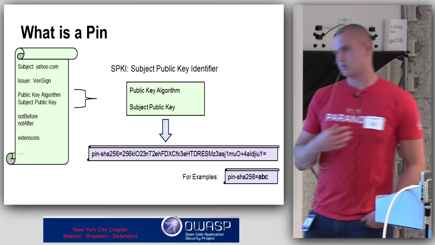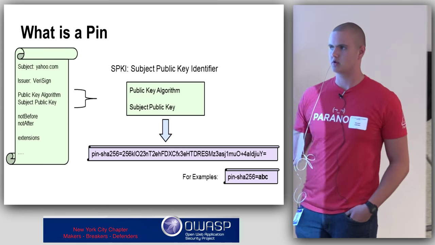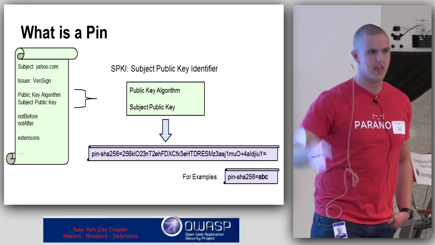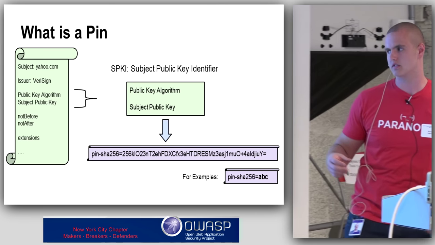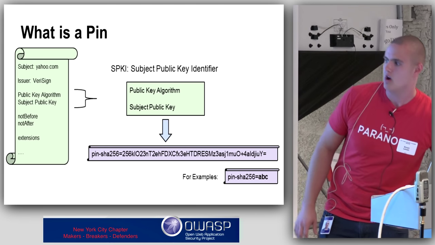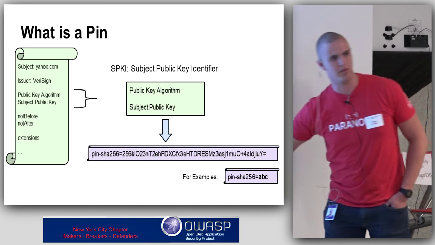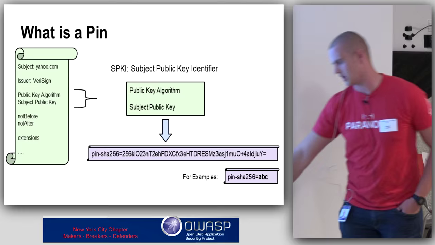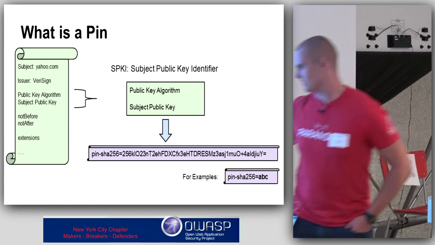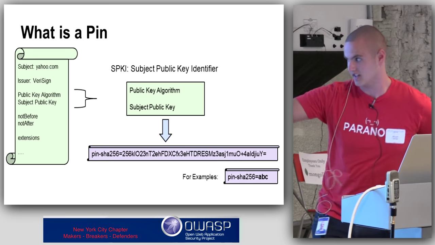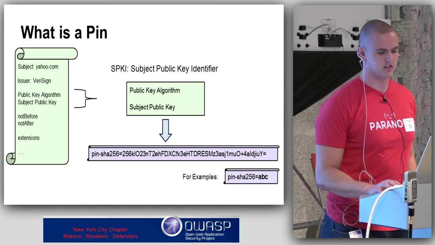So when your browser receives one of these pins, the next time it tries to connect to the web server, it's going to make sure that one of these pins exists in the chain that yahoo.com provides. I'll get into a little bit more of that. From now on, whenever I talk about pins, I do it like this. I think the podium might be blocking it. Basically, it just says pin-sha256 equals ABC. Instead of copying this giant base64 string, I'm just replacing it with ABC. Normally, it's going to be that giant string, but that gets cumbersome on slides.